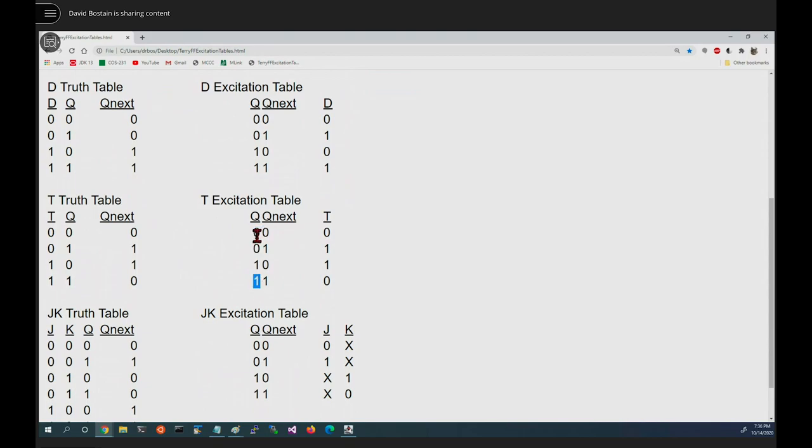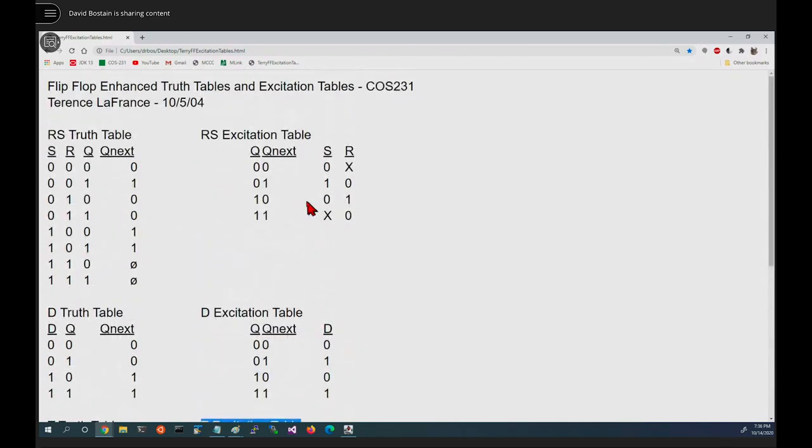We said if we want it to be off and it's already off, don't toggle. We want it on and we're going to keep it on, don't toggle. We want it to switch, toggle. So a while ago, we verbally were talking about the excitation table without seeing one. But if you think about it here, this is the same sort of thing going on.